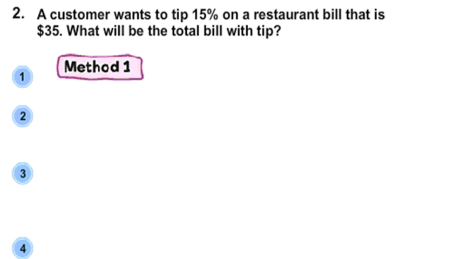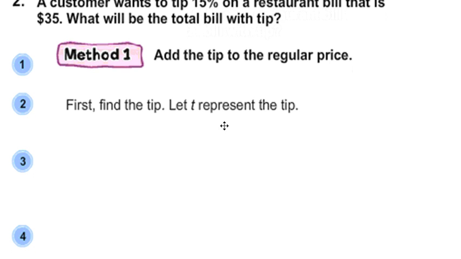Okay, so a customer wants a tip of 15% on a restaurant bill that is $35. What will be the total bill with the tip? Okay, I'm going to show you with method 1 and method 2. Method 1 again is we're going to find the amount first and we're going to add it on at the end. So we're going to add the tip to the regular price. So first we're going to find what exactly is the tip.